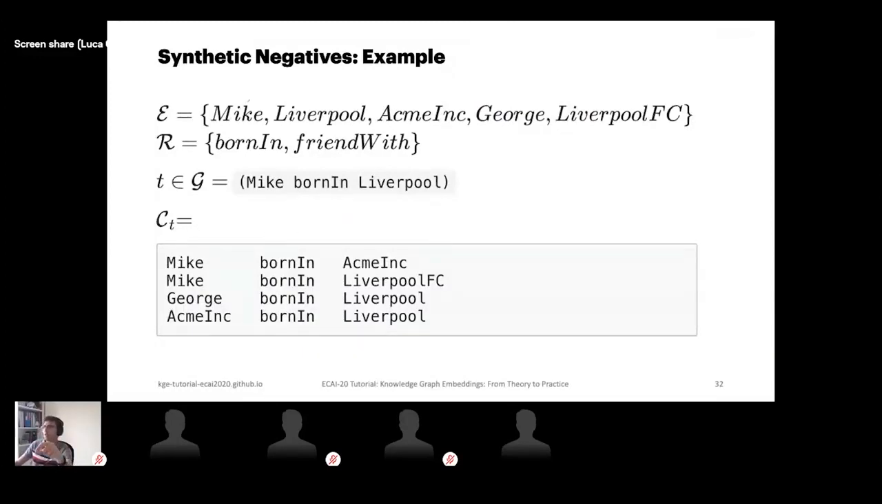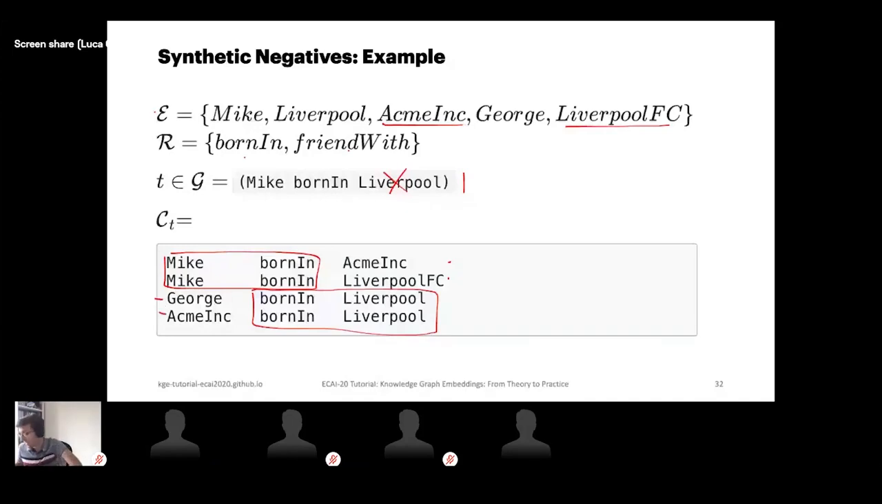So if we presume a set of entities, E, made of Mike, Liverpool, Acme, George, and Liverpool Football Club, and two relation types, born in and friend with. And then we take the triple, Mike born in Liverpool. How can we corrupt this triple? We either change the object, like in these two cases here, right? We kept Mike born in as is, and we replaced the object with some of the other entities in the entity pool, right? Or we replace the subject, like we did here and here.